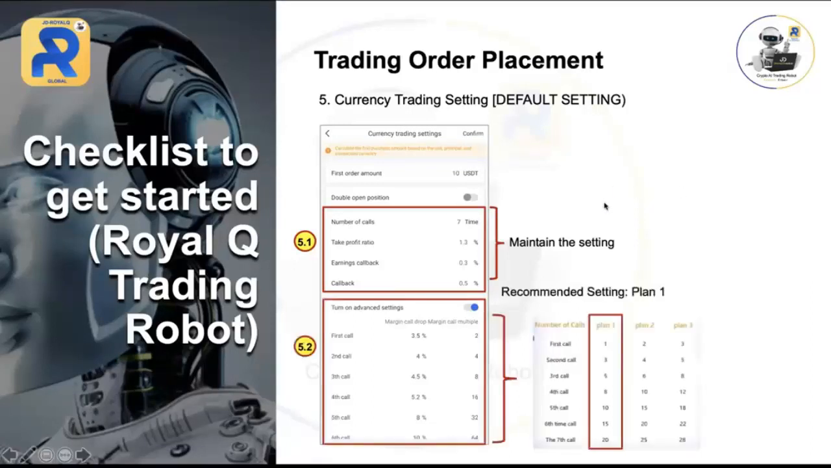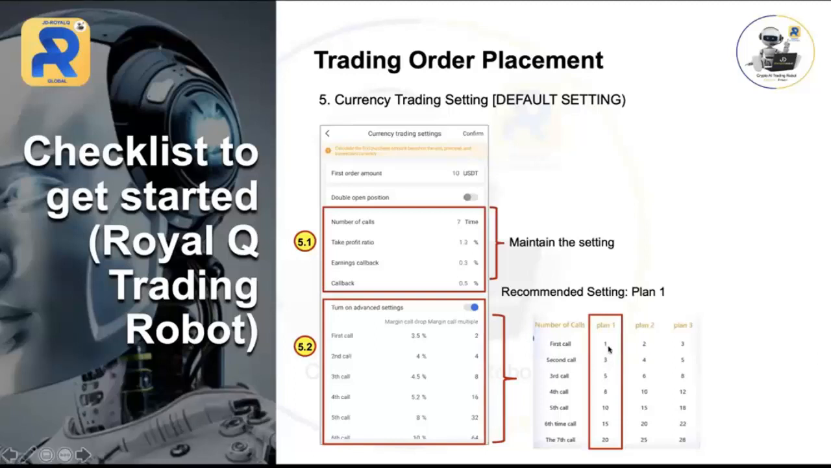Okay. Now, if you look, this is the number of calls. And I would advise you to use plan 1. If you are a beginner or novice, use plan 1. Don't go for plan 2 or plan 3 because these are more aggressive trading. And to do more aggressive trading, you need to have a huge trading fund, like $10,000 or $20,000, in order for you to go huge.